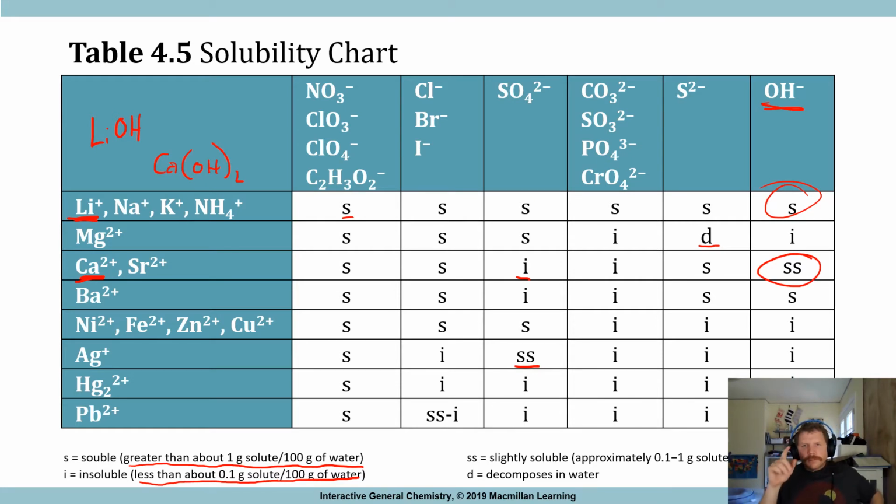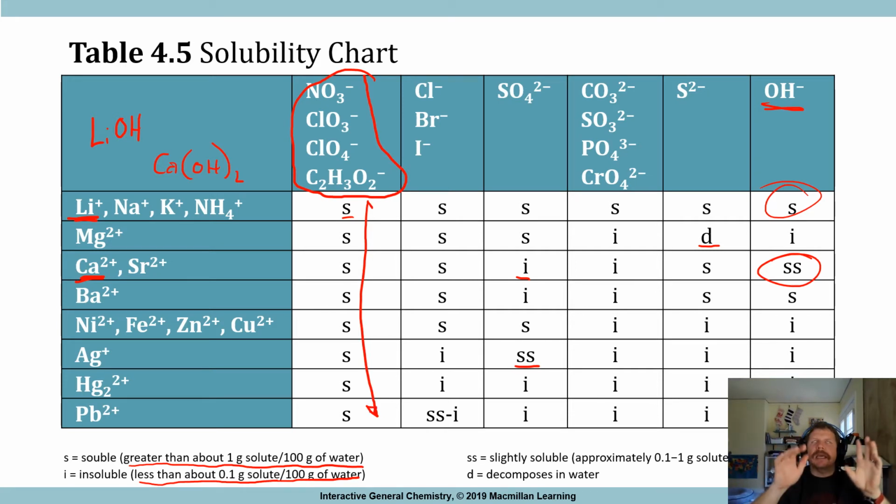Now, for your exams, you'll be given some variation of this, possibly condensed. I do not want you to commit these to memory. What I would recommend, however, is look at some of the general trends. For instance, this first row, nitrates, perchlorates, hypochlorites, and acetates, what do they have? They have S up and down the row.